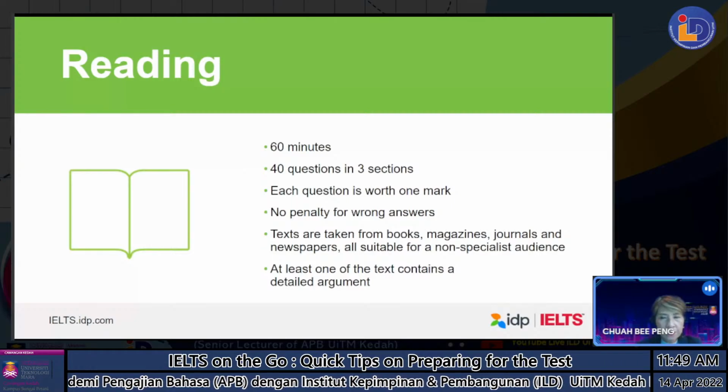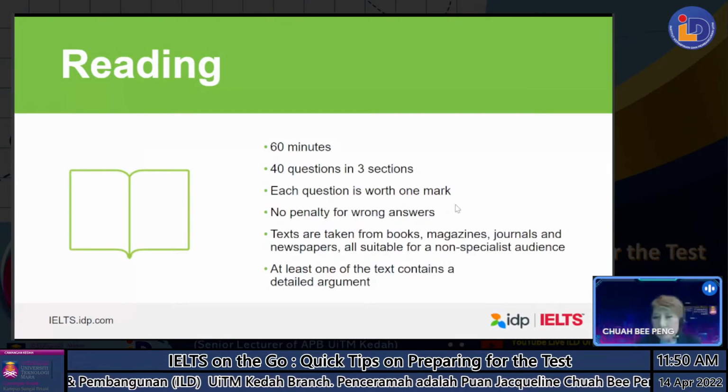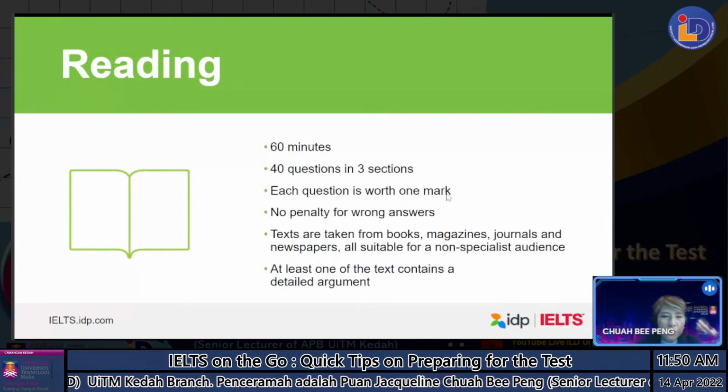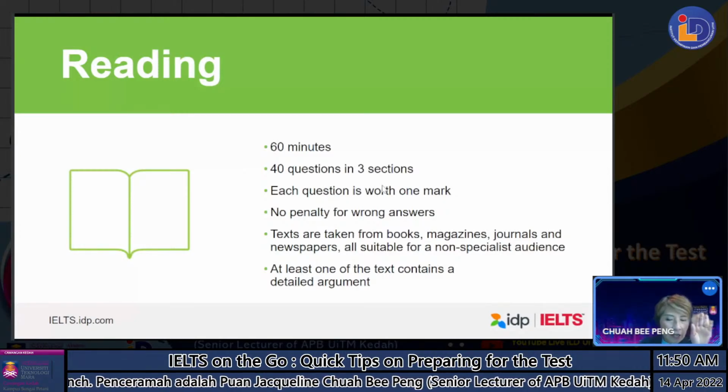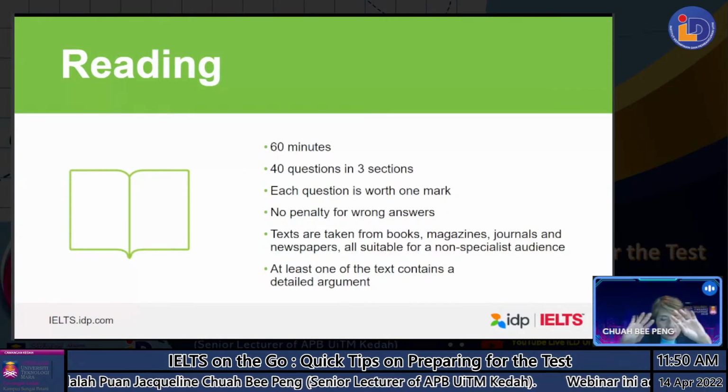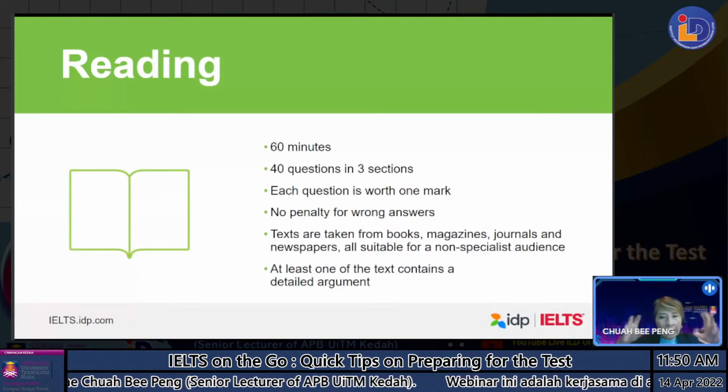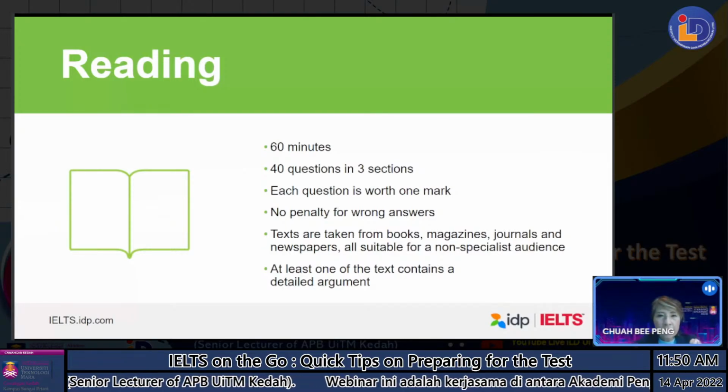Enough to scare you already, right? I'm sorry, I'm not scaring you. I'm just preparing you. So if you think that listening is difficult, I want you to tweak it. I think that you should actually prepare more for reading.